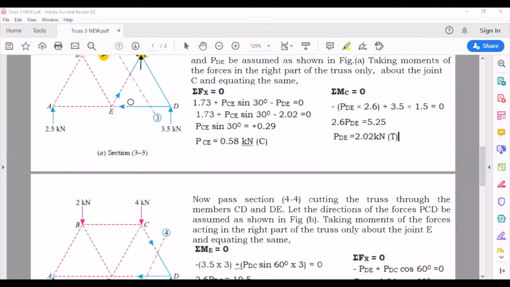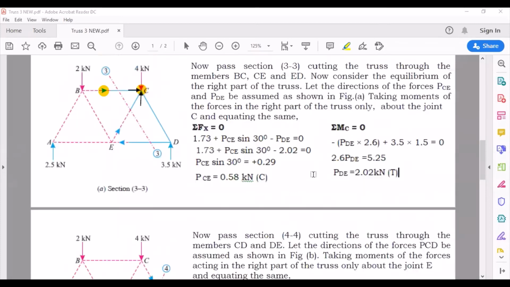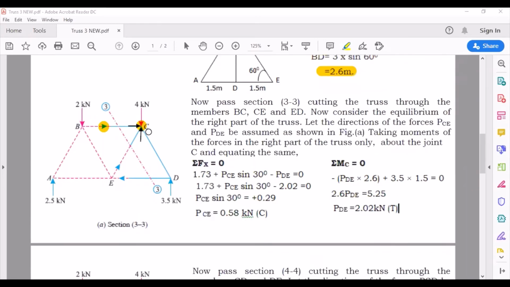So this direction of ED is perfect. Okay. So before that, I beg your pardon, I am supposed to calculate this member force CE also. Now, for that, I'll consider the equation sigma Fx. So all the horizontal forces are to be considered.